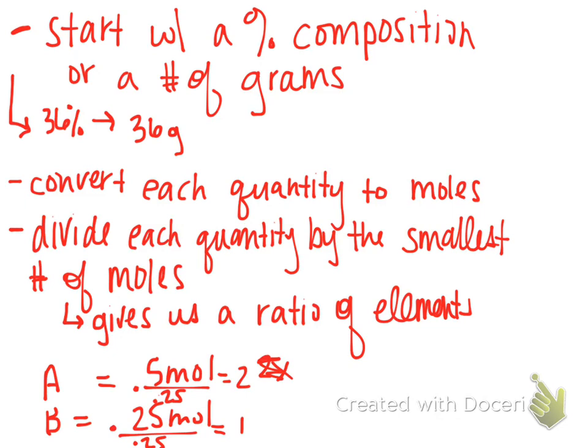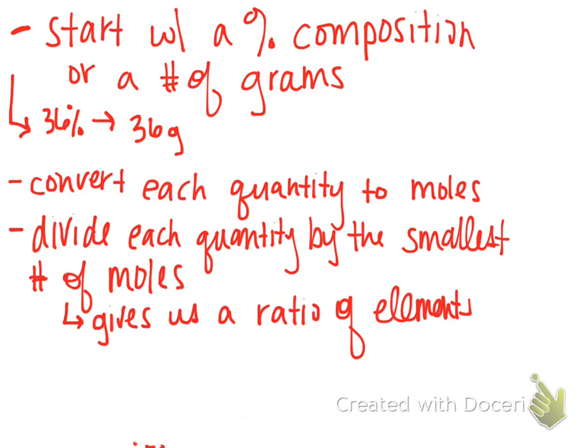Okay? How do you write it if there's more than 2? You would just do A, B, C, you know what I'm saying? You'd have all the elements listed and you'd pick the smallest mole and you would divide every element by that smallest mole. Okay? We'll go through all of this in example. I just want you to kind of see what it looks like here first. Okay? Last step is to build the compound.